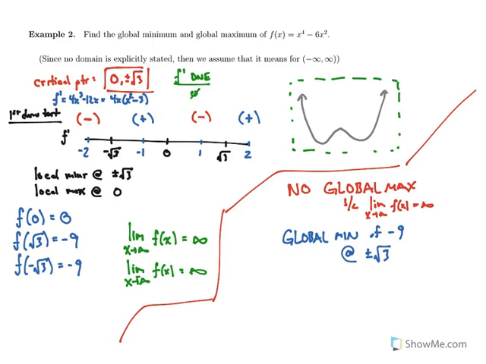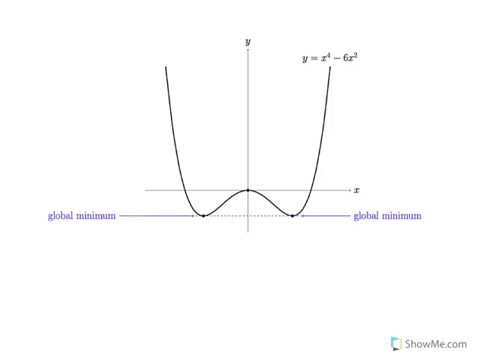Before we do that, let's take a look at the function here. You have a graph of it. And we can see our global mins there. There's no global max because we're going off to infinity in both directions. All right, now I'll say, we'll look at some more practice problems in the next video.